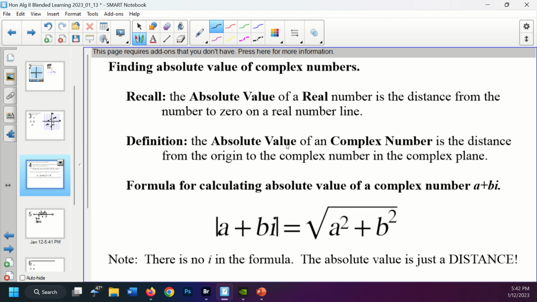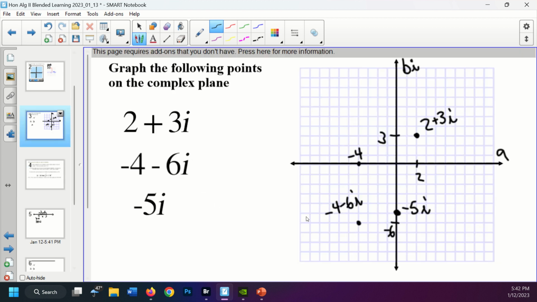The absolute value of a complex number is the distance from the origin to the complex number in the complex plane. So we've already talked about graphing these points. If we look at this first one right here, the distance from the origin to this value is the direct line right there. Since this distance right here is 3 and this distance right there is 2, we can use the Pythagorean theorem to figure out what this absolute value is.